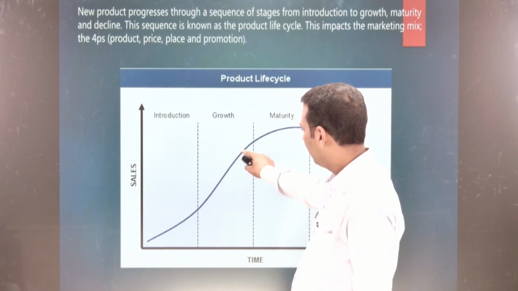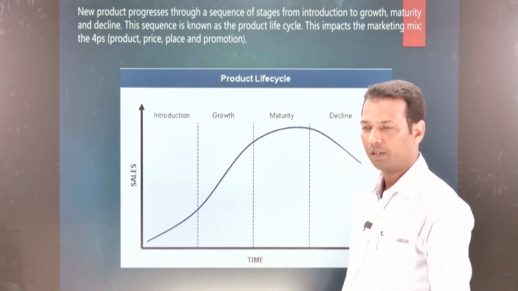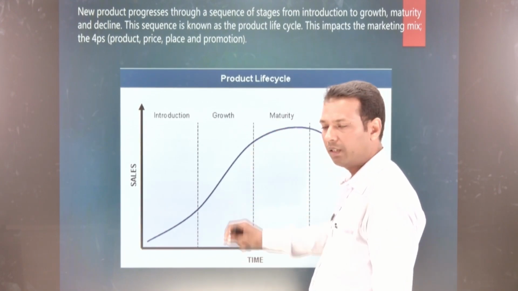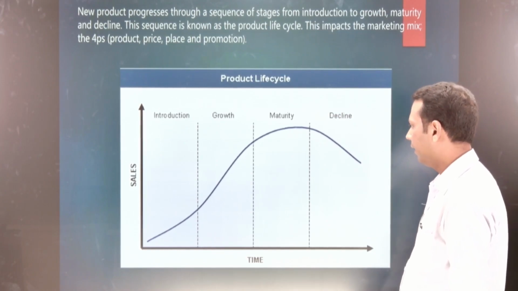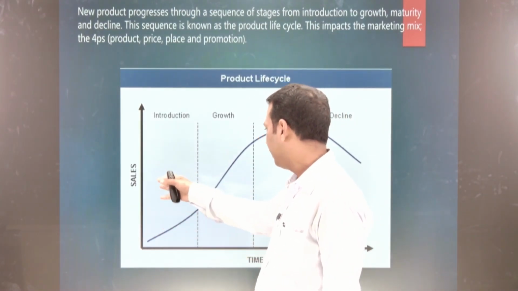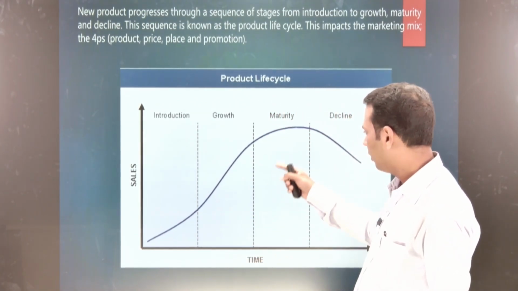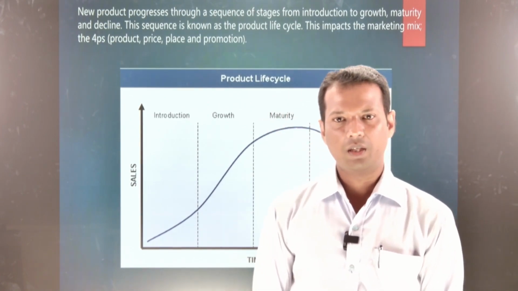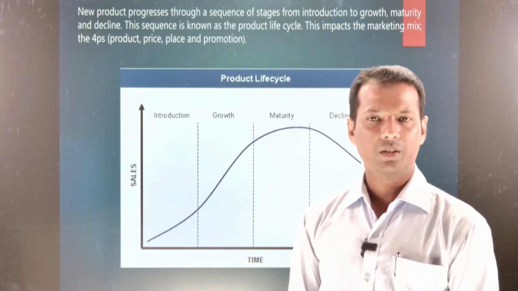You can see that there's an elevation, and it comes to the peak stage, the maturity stage, and after the maturity stage it starts to decline. In this graph, this is the sales and this is time. So with time, all products decline. But how we can secure the product life cycle, we'll be discussing that as well.